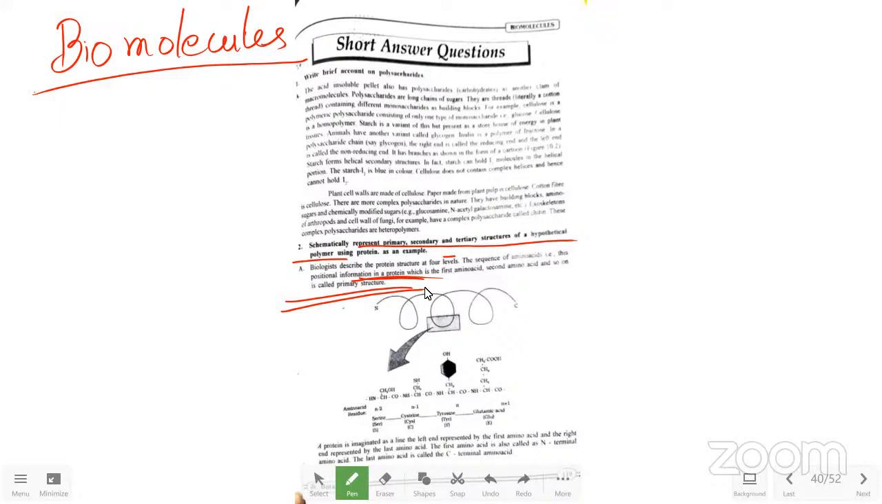In this, the amino acids have the N terminal and the C terminal. The first amino acid has the N terminal, and the C terminal is the end of the protein chain. The amino acid present at the end of the primary structure is called the C terminal amino acid.